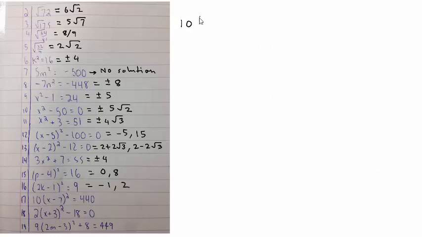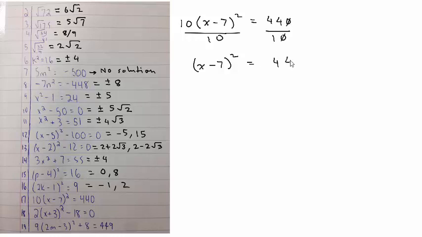10 times x minus 7 whole squared is equal to 440. Your first job is to separate out, isolate x minus 7 whole squared. So you want to divide both sides of this equation by 10, so that we have x minus 7 whole squared is equal to 440 divided by 10. You can just take out the zeros from the end. So that's 44 over 1, which is 44.